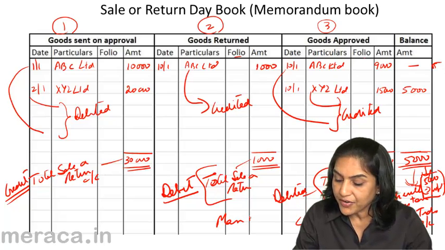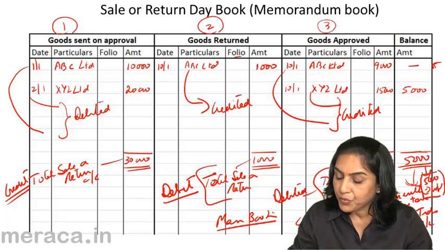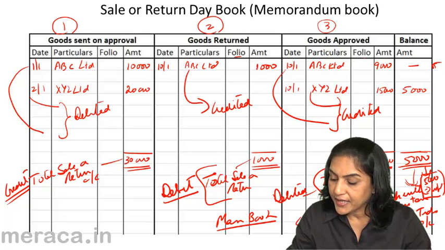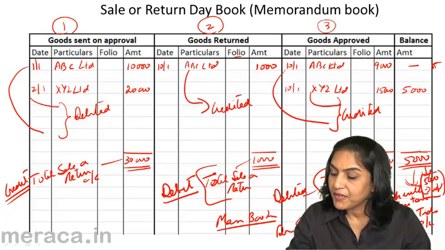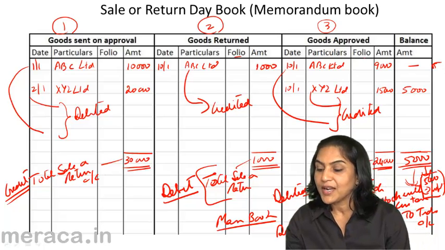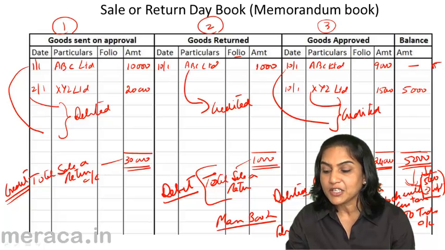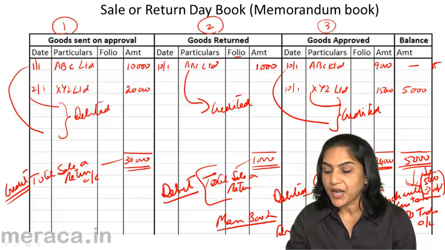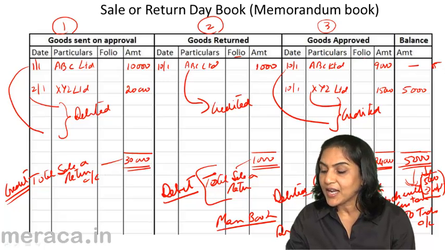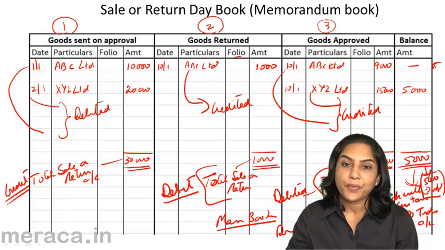Now, once goods are approved, there is one additional entry, but that is in the main books in the general ledger, where we would debit the debtor and credit sale account. Credit sale, debit debtor account with the value of 24,000. Debtors would be debited individually, ABC Limited for 9,000, XYZ Limited for 15,000, and the sale account would be credited for 24,000.